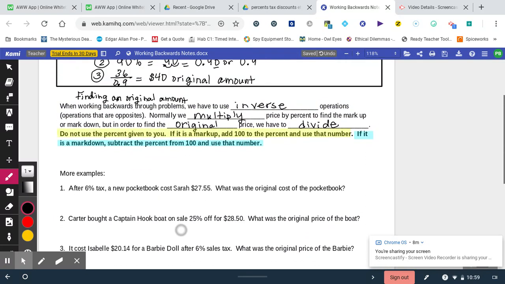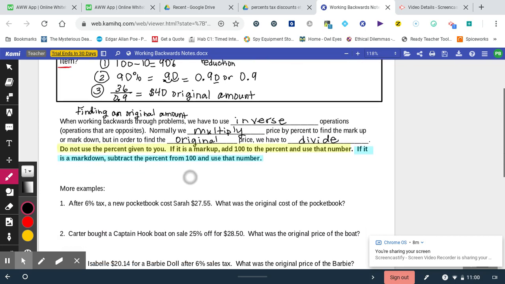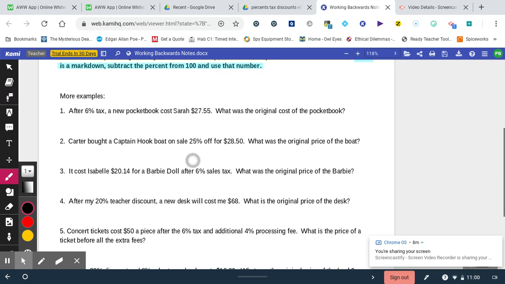All right, so that should be pretty simple. You either add 100 to the number or subtract the number from 100. Change your percent to a decimal, and instead of multiplying, divide. That's all you do. Okay, we're going to keep following those steps.